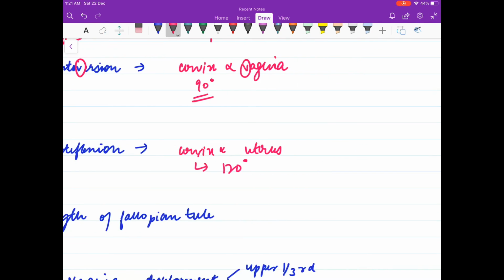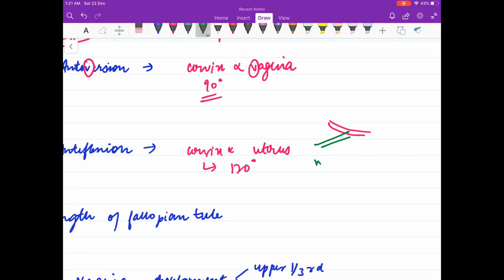Friends, also remember that the uterine artery travels above the ureter. It is remembered by the mnemonic water under the bridge. Bridge is uterine artery and water is ureter.